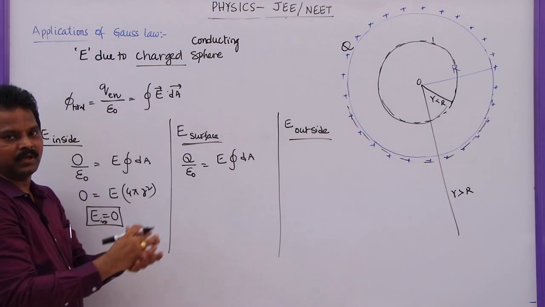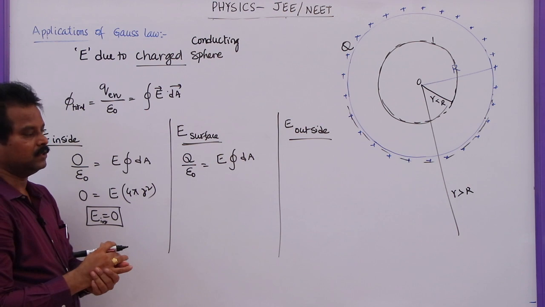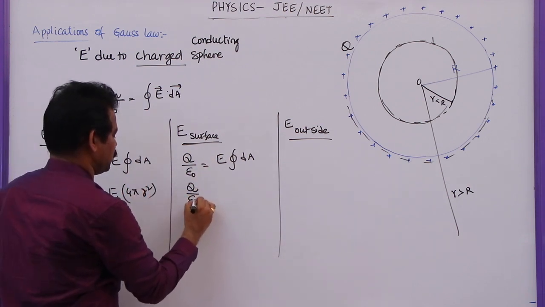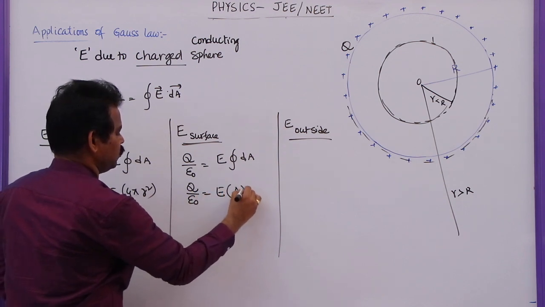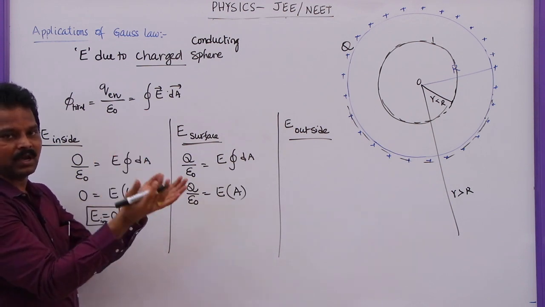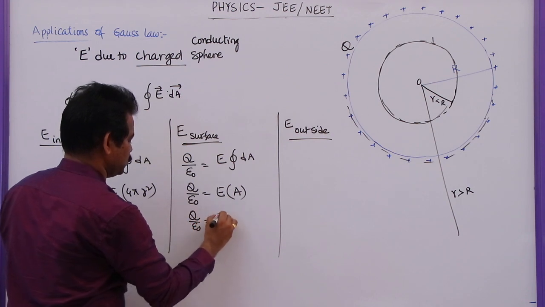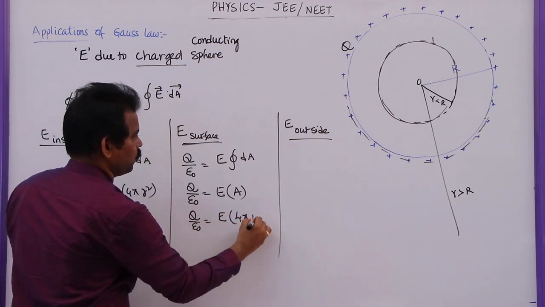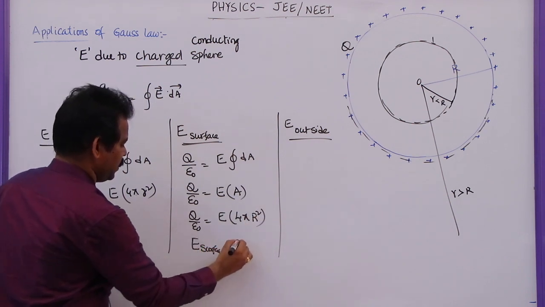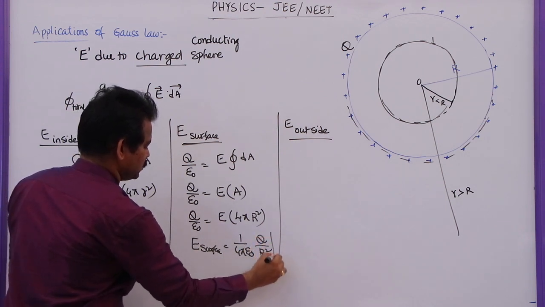Here there is only one surface. In the previous cases, when I was taking a cylinder or a parallelepiped, we had different surfaces, but here we have only one surface. So I can write Q by epsilon naught is equal to E into A. What is the area of the closed Gaussian surface, which is equal to the surface area of that conducting sphere. So this is Q by epsilon naught is equal to E into 4 pi capital R square. So electric field on the surface is given by 1 by 4 pi epsilon naught Q by R square.